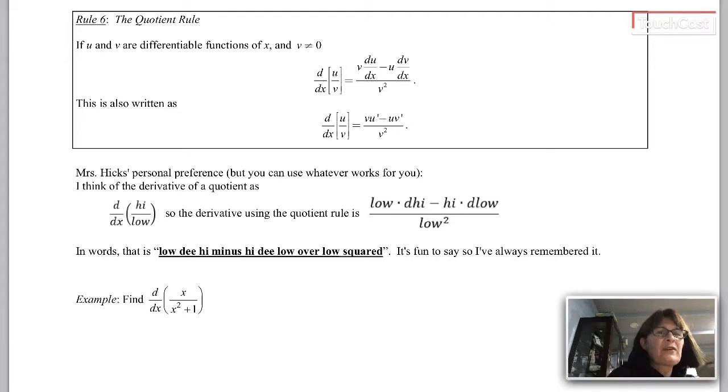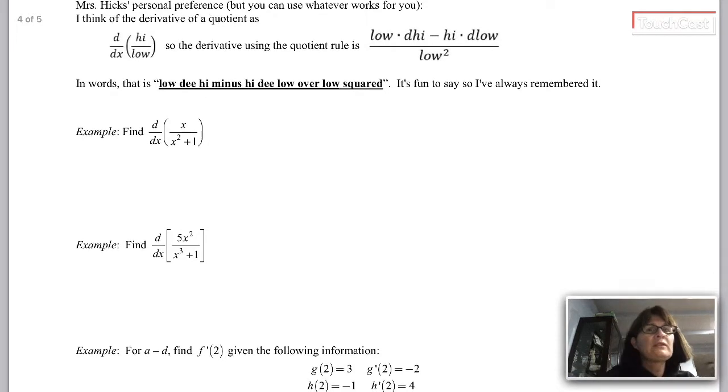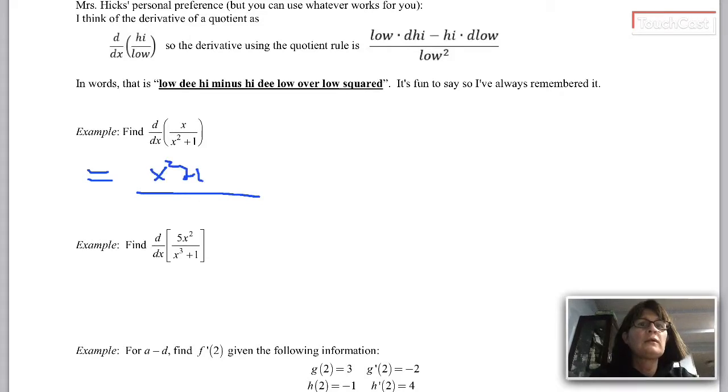So for this first example, if I want to find the derivative with respect to x of this quotient, x over x squared plus 1, that's going to be the low function, x squared plus 1, times the derivative of the upper function. Well, the upper function is x. The derivative of x is 1.